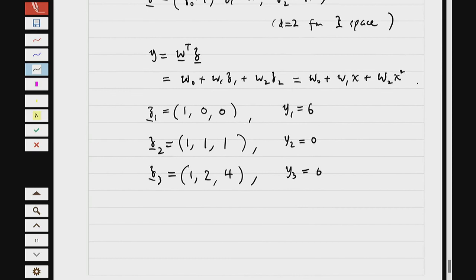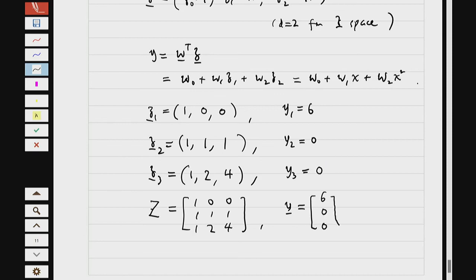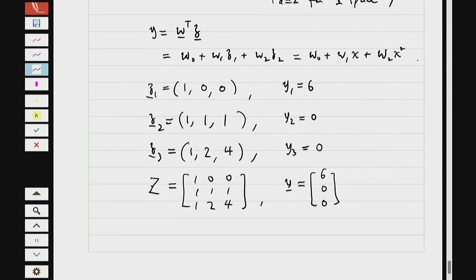And altogether, therefore, to fit our least squares form, our big Z matrix will be 1, 0, 0, 1, 1, 1, 1, 2, 4, right? Like that. Our y vector is 0, 6, 0, 0. That's our y vector. Okay, these are the training data points we have. Yeah, 3 training data points.